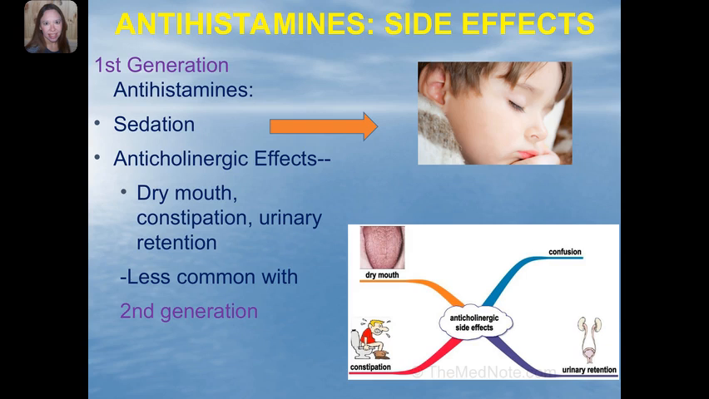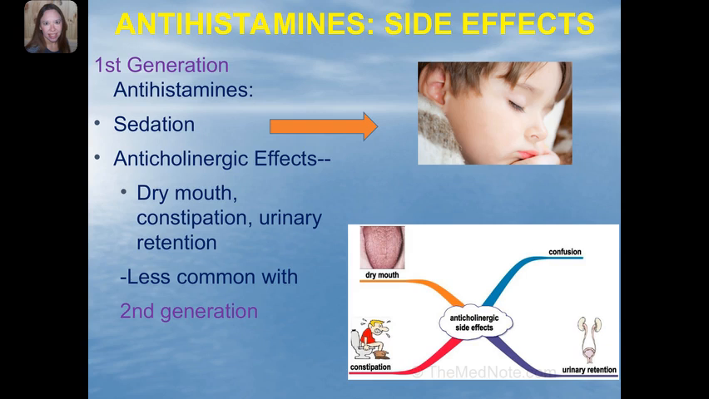Other things that we can see with the first generations are anticholinergic side effects. So anticholinergic, this is going to be where it's triggering a sympathetic response. And now we have a patient that has dry mouth. They may be experiencing constipation because we're slowing everything down, and urinary retention. Again, we're seeing more side effects with our first generation medications.